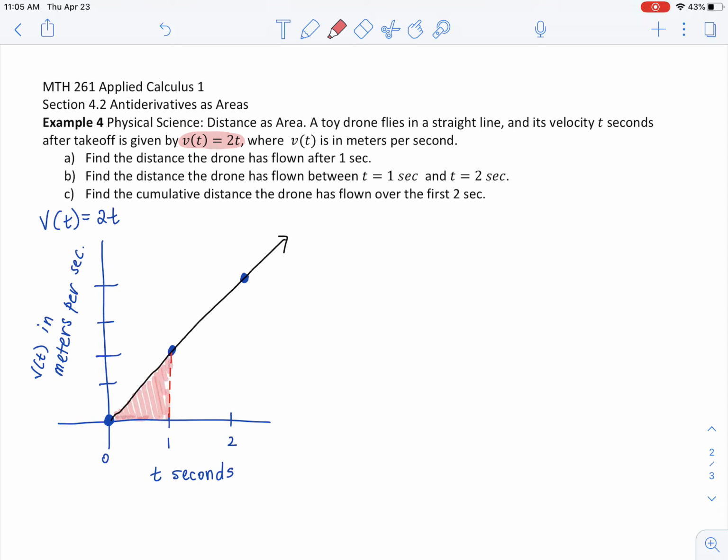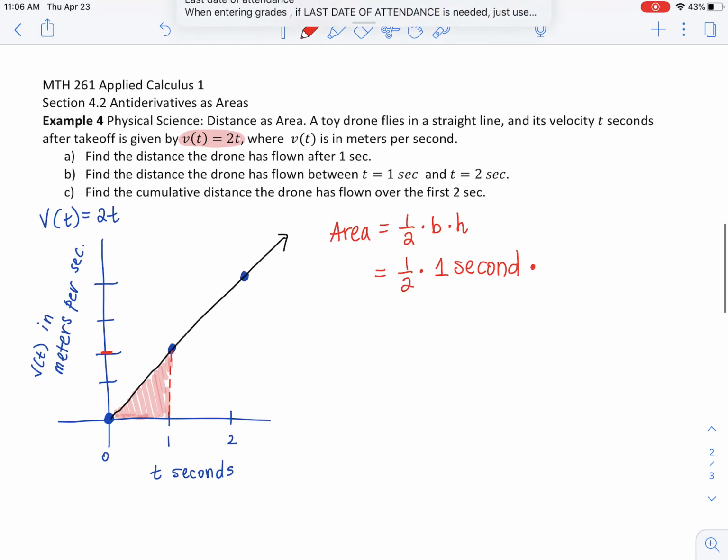I want to keep on using this picture though. Maybe I'll do the first one in red color. So what they want is this area. After 1 second, the drone will cover that much area, or that much distance. And let me go ahead and find the area of that, okay? Area equals 1/2 times base times height, right? Now area is equal to 1/2 times, what's the base? Base is 1 second, right? 1 second times what's the height of this?